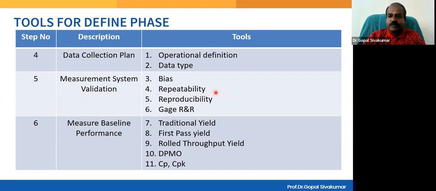repeatability, the error that occurs when you take the same reading multiple times. When the same reading you take multiple times, if you are not consistent, there is called repeatability. If multiple data collectors are involved, if they don't agree to each other, there is called reproducibility. And together it is measured using a tool called gauge R&R. And then baseline performance, yield, traditional yield, first pass yield, throughput yield, DPMO, CP, CPK, PP, PPK, PPM, right? And all those things comes under measuring the baseline performance.